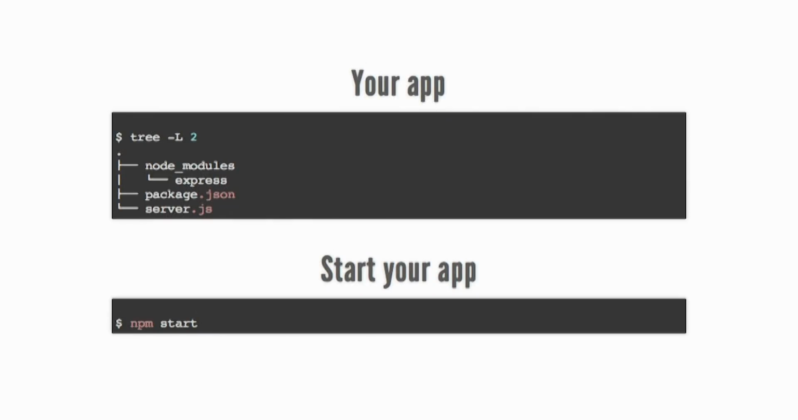So my application now, if I ran a tree on that, we would see that Express is loaded under the node_modules directory. My package.json contains all of my dependencies, and server.js is where I require in that module and set up the appropriate listeners. At that point, I can type in npm start, and I have not just a generic web server in place, but an Express.js web server in place.